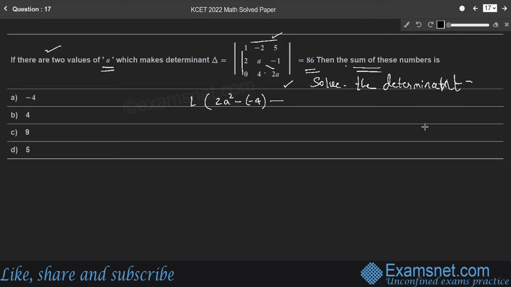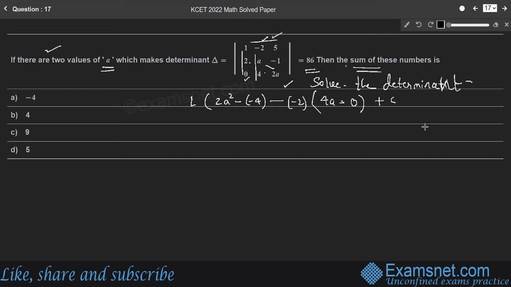So minus, the second element is minus 2, right? Now the corresponding column should be avoided and the first row should be avoided. Then minus 2 into 2a is minus 4a. So minus 0 into minus 1 becomes 0. So minus 0.